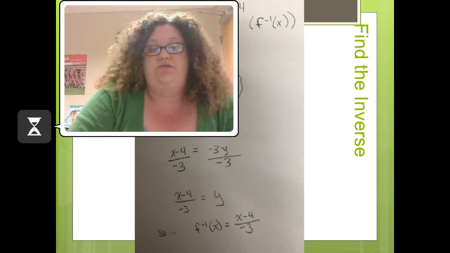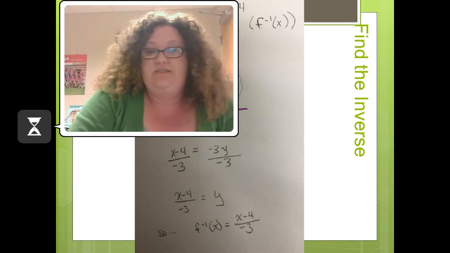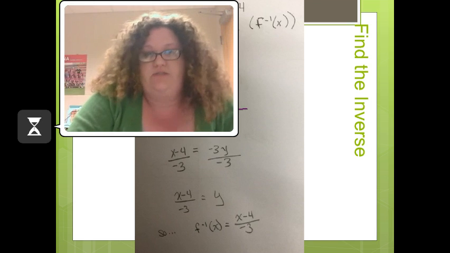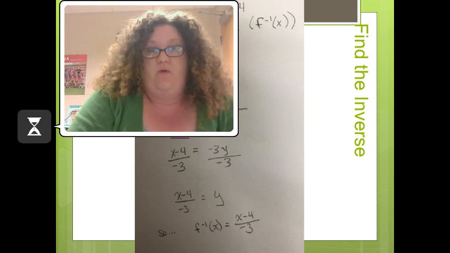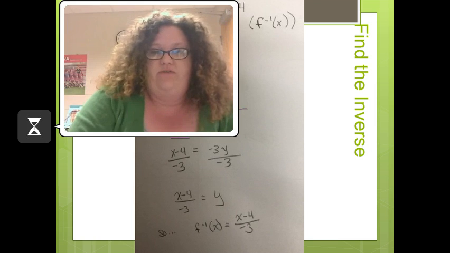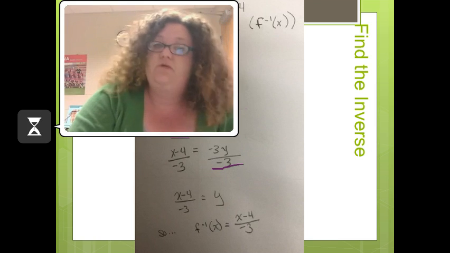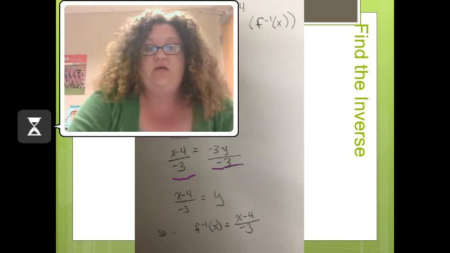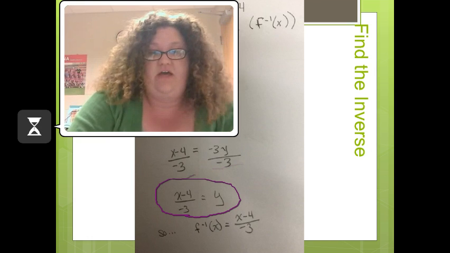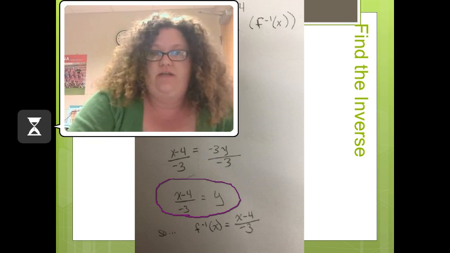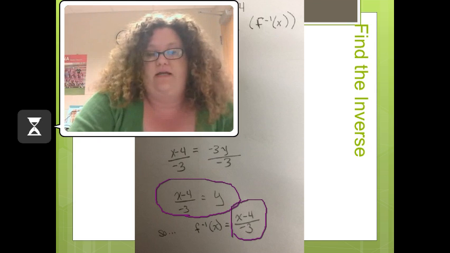The first step is to subtract 4 from both sides. This is just basic algebra and solving equations. So we get x minus 4 equals negative 3y. To get y by itself, we have to divide by negative 3, and what you do to one side of the equal sign, you have to do to the other. So you get x minus 4 over negative 3, and now we have y by itself. And you're done. The inverse of negative 3x plus 4 is x minus 4 divided by negative 3.